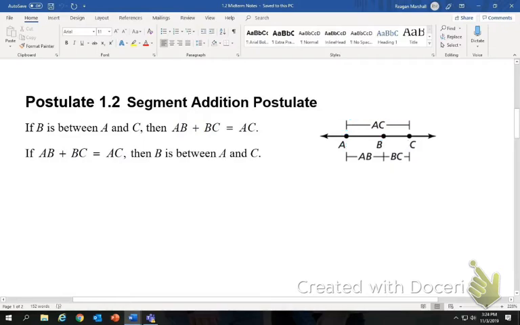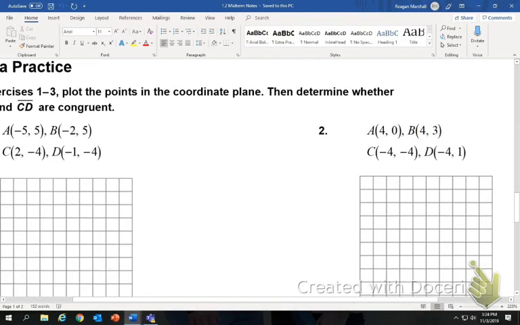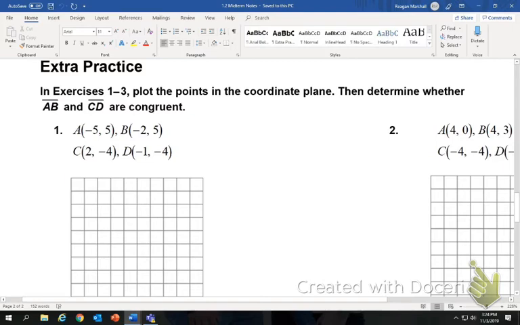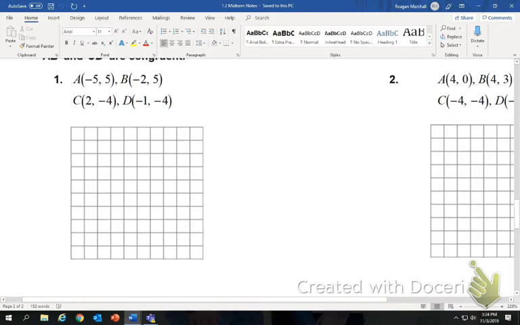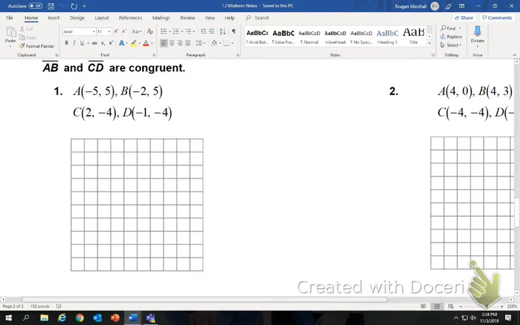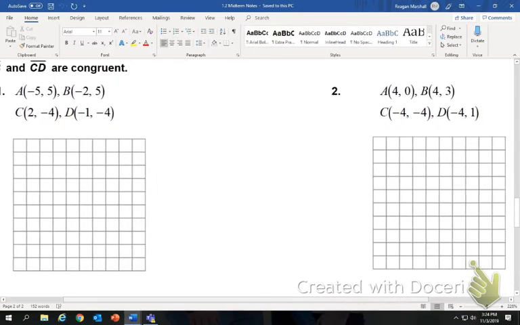Okay, so we're going to use both these in solving some of our problems. We'll plot the points on the coordinate plane, then decide whether the segments are congruent. So, in order to plot points, you do need an x and y axis. So we're going to go and draw them.